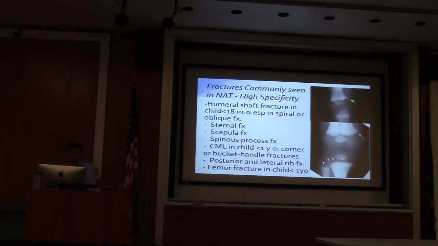So, last thing we'll talk about. In 2014, Child Protective Services published an article about some fractures highly specific for child abuse, non-accidental trauma, and it's good to know them so you can suspect child abuse. This includes humeral shaft fracture in children less than 18 months, especially spiral oblique fractures, sternum, scapula, spinous process, vertebral, and coronal metaphyseal lesions.